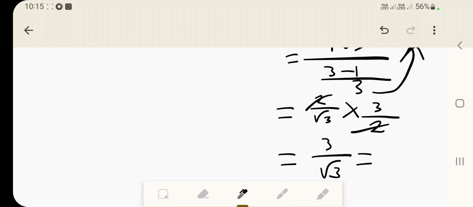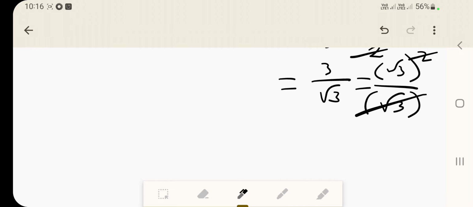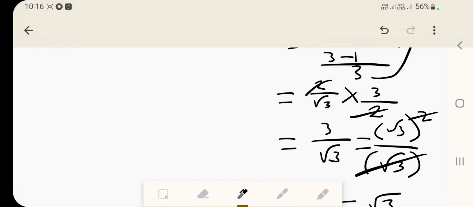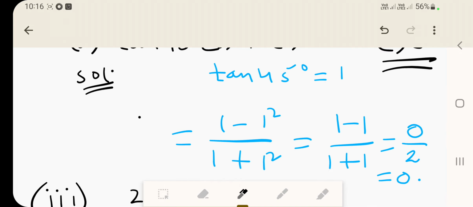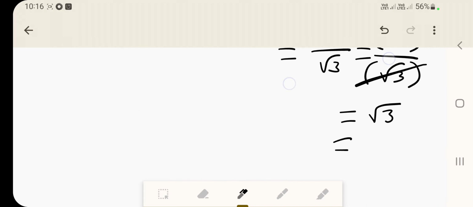And 3 we can write as root 3 square. Root 3 square is nothing but 3. Why are we writing this? Because we have root 3 in the denominator and we can cancel one root 3 by this one. So finally what we are left with is only one root 3 in the numerator. And this root 3, can anybody tell for which angle of tan theta we get root 3?